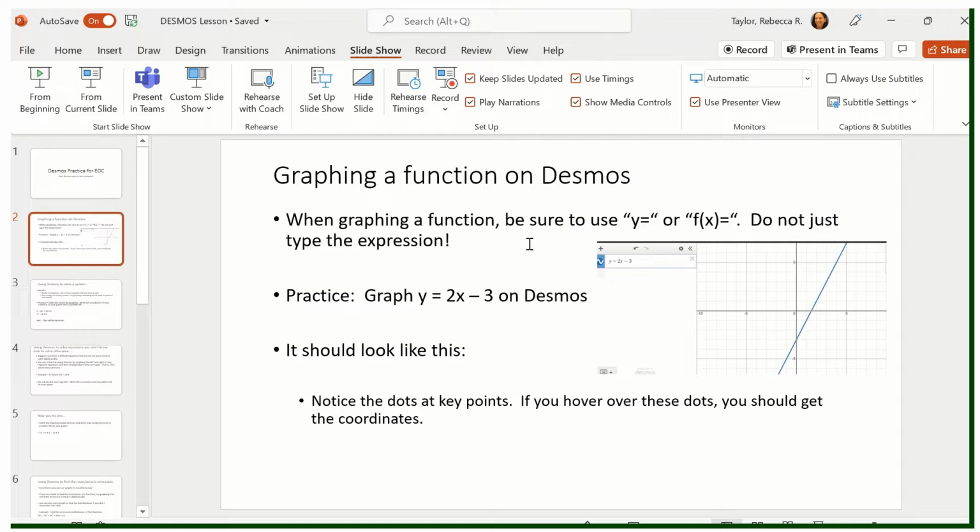But when you're graphing a function, be sure to use y equals or f of x equals. Desmos will accept either or. Don't just type the expression. So if you were asked to graph y equals 2x minus 3 on Desmos, you have to put the y equals. You can't just put 2x minus 3. Okay, so it should look something like this.